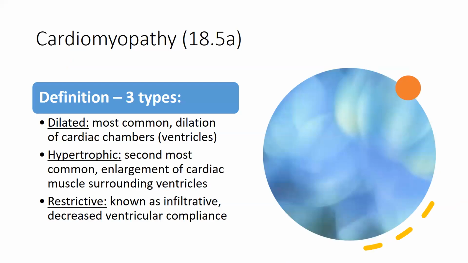So cardiomyopathies, the three types: dilated is the most common, with dilation of cardiac chambers or ventricles. So the actual chamber itself is getting bigger. Hypertrophic is the second most common, and it's the enlargement of the cardiac muscle surrounding said ventricles. And restrictive is the least common. It's known as infiltrative, and it's decreased ventricular compliance. So the ventricle is able to actually comply or contract or move less effectively because it's filled up with stuff. Okay, so those are our three main types.